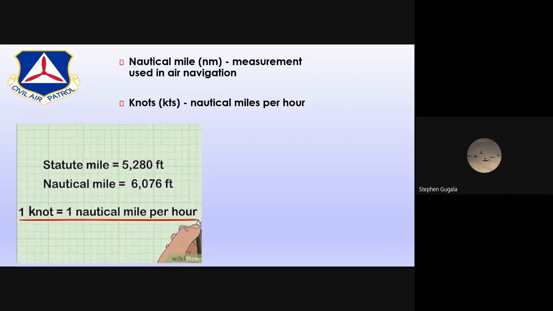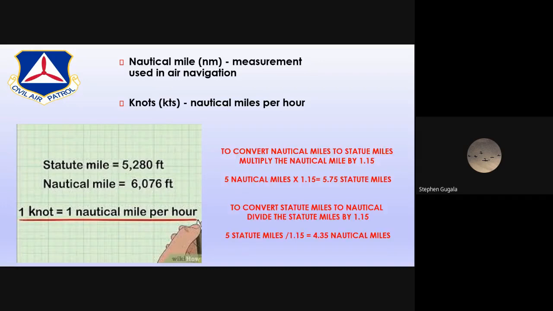Slightly longer than a statute mile, slightly faster than a statute mile. A statute mile is 5,280 feet. The nautical mile is 6,076 feet. One knot equals one nautical mile per hour. You may have to convert, especially if you're working with a ground team that needs to know something in statute miles.